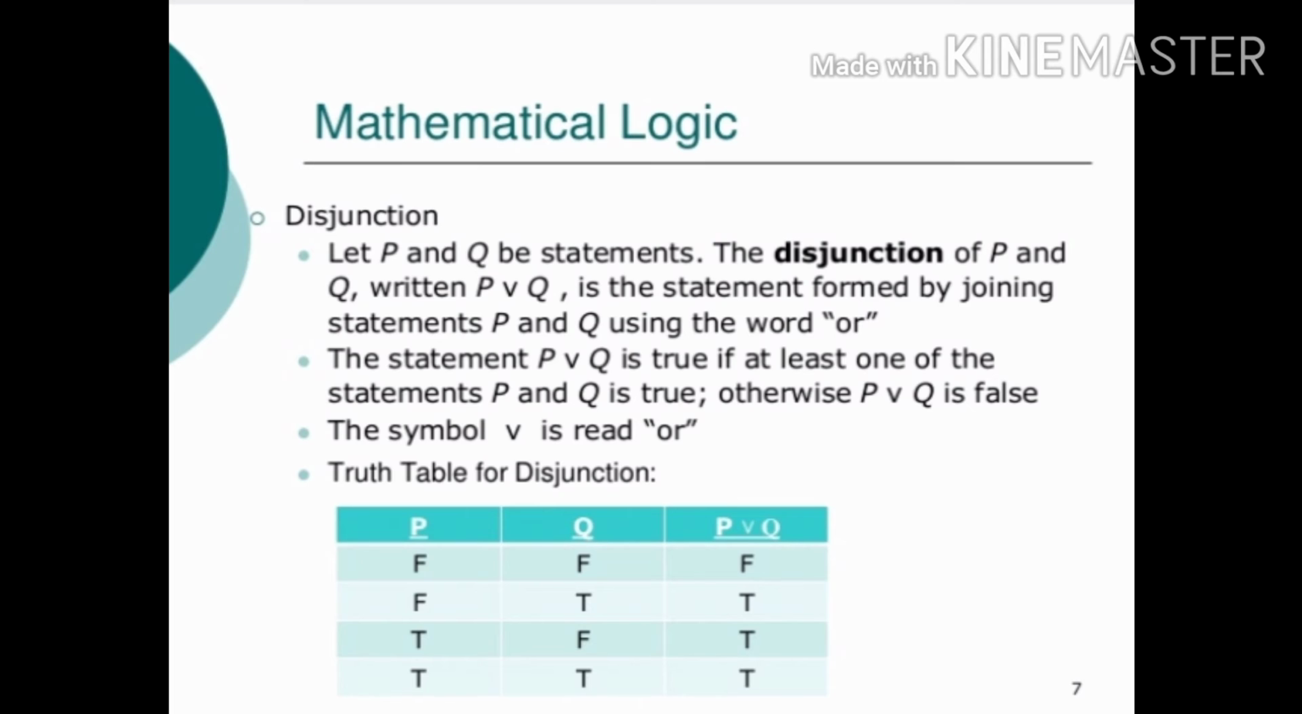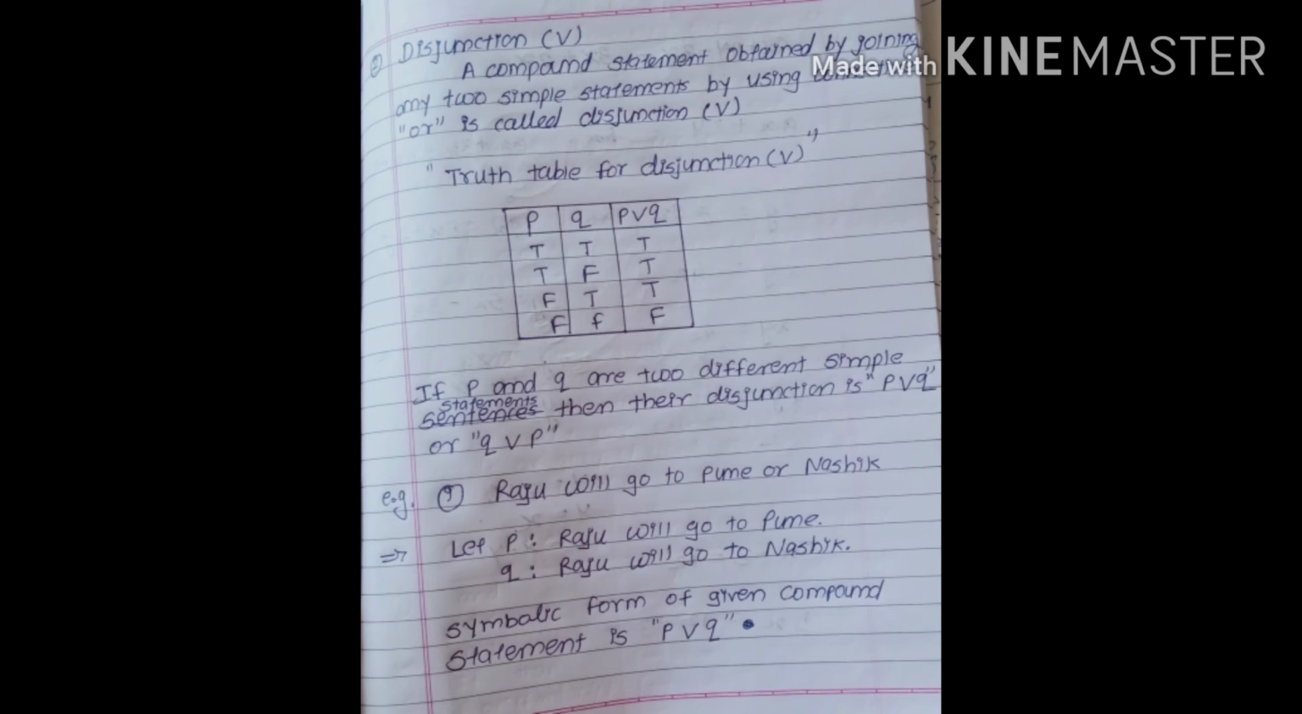If P and Q become T and F, then P or Q equals T. If P is false, Q is true, then P or Q equals T. And if P is false, Q is false, then P or Q becomes false.